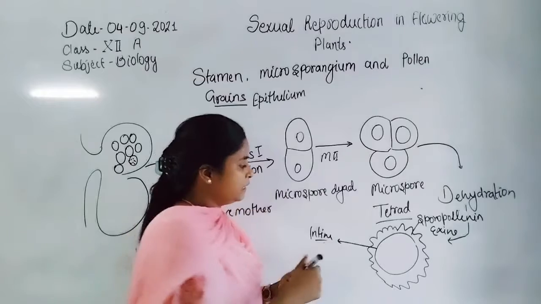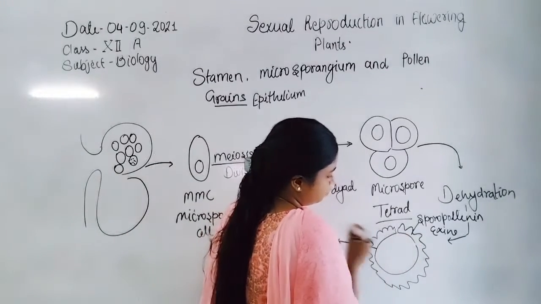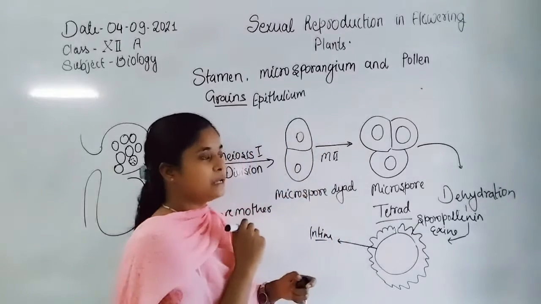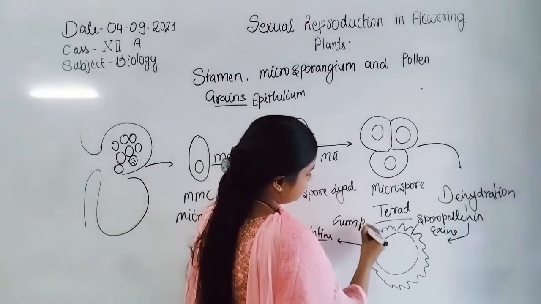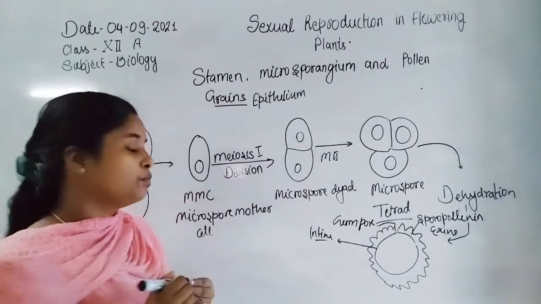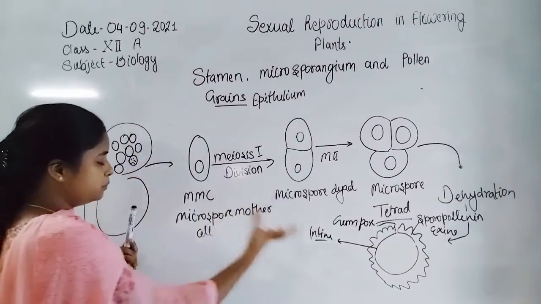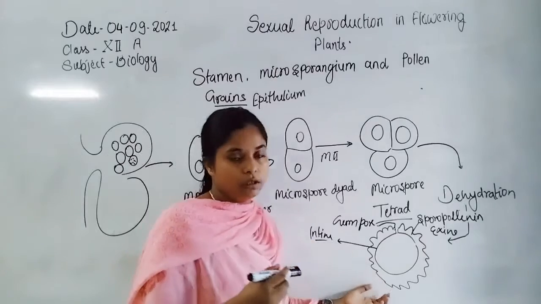At specific regions the sporopollenin is absent, and that is known as the germ pore, by which they develop the pollen tube. So overall these are some important functions.